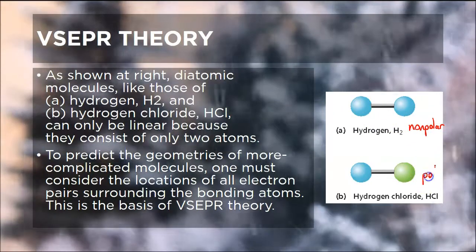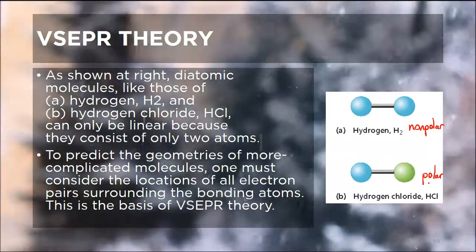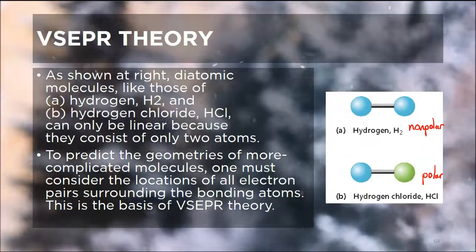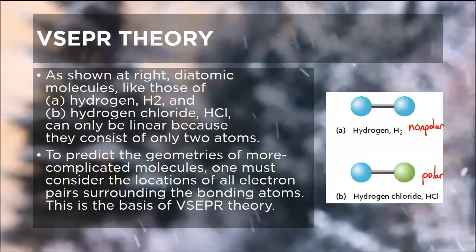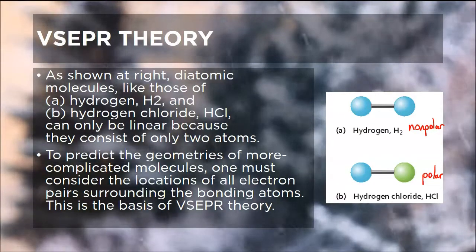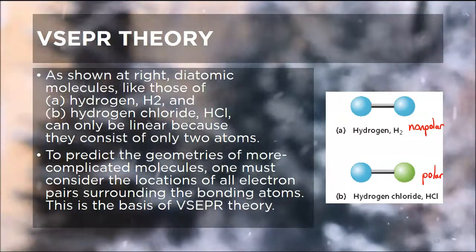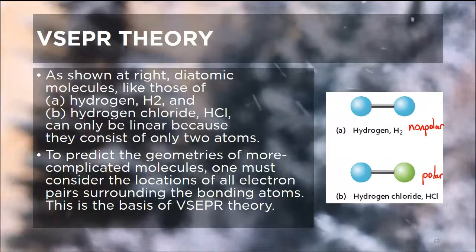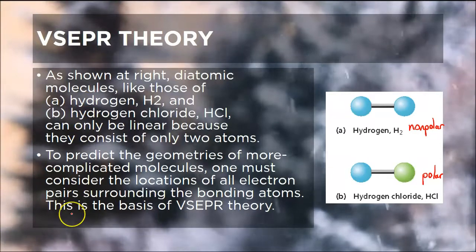Whereas on the other hand, the chlorine is much more electronegative than hydrogen. So we're going to have a little uneven match for the hydrogen chloride. In that case, we have a polar bond. So for linear shapes, we know it's nonpolar if the two atoms connected are equal or very similar in terms of electronegativity.